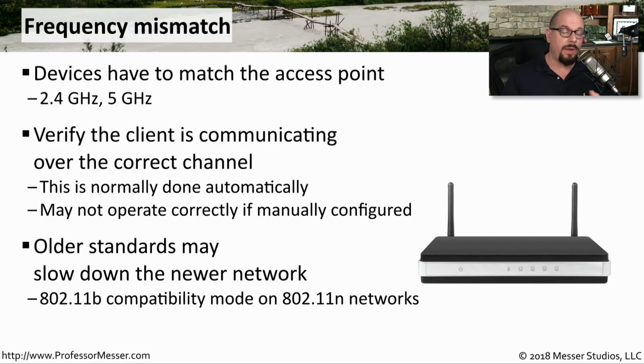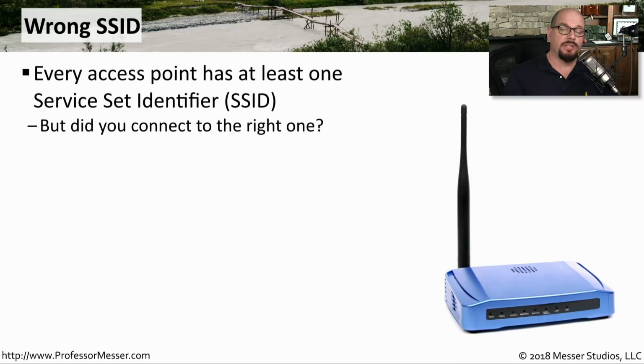For example, if you have an 802.11n network and you've configured it to allow legacy 802.11b devices, you'll have additional information in the frame and additional frames that have to be sent, which will lower the overall efficiency of the network. Every access point has at least one service set identifier, or SSID, configured inside of that device.